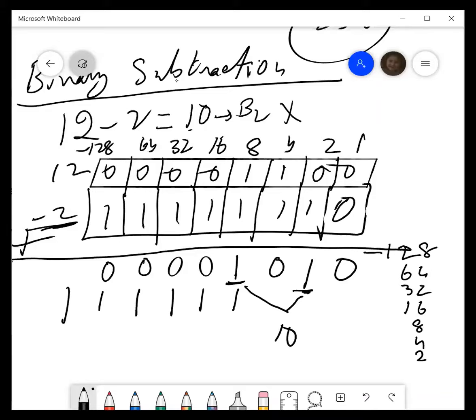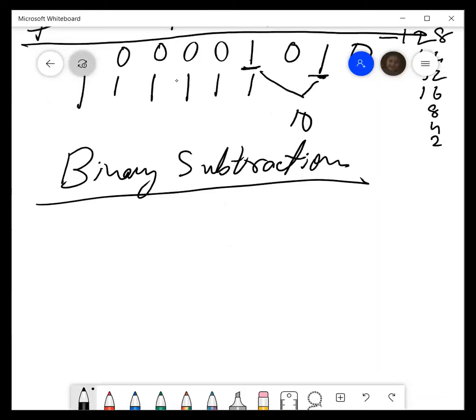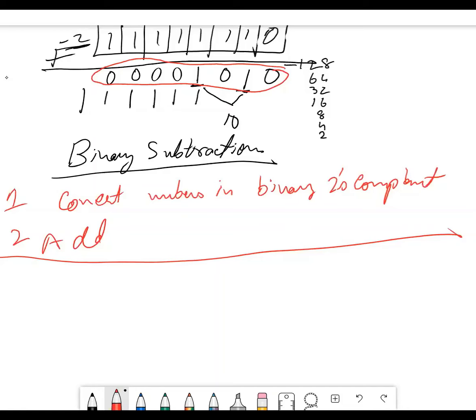Let me just put down the steps of binary subtraction, and then on your Google Classroom I'll put an assignment today for your practice of binary representations and binary addition and subtraction. So to do binary subtraction, one step is to convert numbers into binary 2's complement and then add. So automatically subtraction will occur.